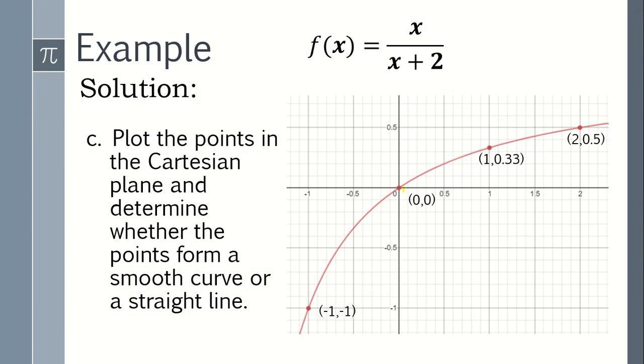So, eto na siya. Nilagyan ko rin ng label. Pero yun na mismo, yung value na mismo kanina. Dahil yung negative 2 natin ay undefined, so hindi na natin siya i-plot. Okay? Plot the points in the Cartesian plane and determine whether the points form a smooth curve or a straight line. So, ito na si negative 1, negative 1 and 0, 0 and 1, 0.33, and then 2, 0.5. So, it can be observed that the function formed a curve, not a straight line.